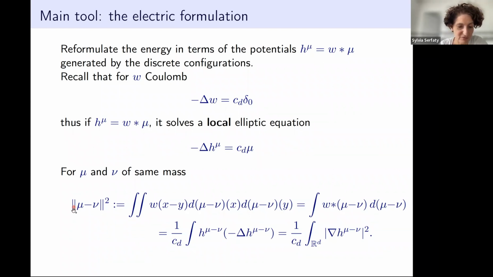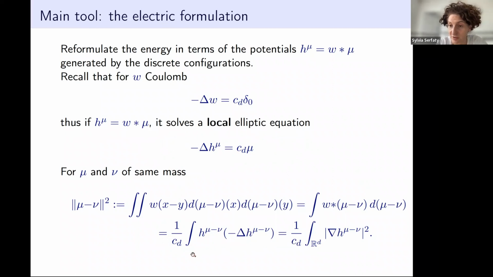So I will call this the norm squared of mu minus nu. Here I can recognize the convolution. There is the convolution of W with mu minus nu, and then there is the mu minus nu again. So I can express this in terms of potentials, H mu. So it's H mu minus nu, and then the mu minus nu again becomes the Laplacian of H thanks to this equation. Okay, so up to these constants that depend only on dimension, you find H times minus Laplacian H.